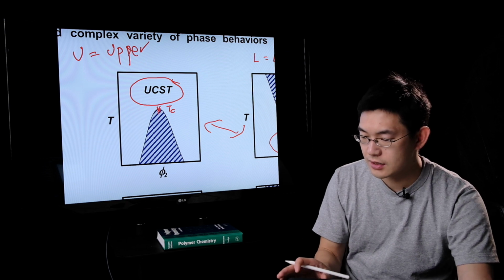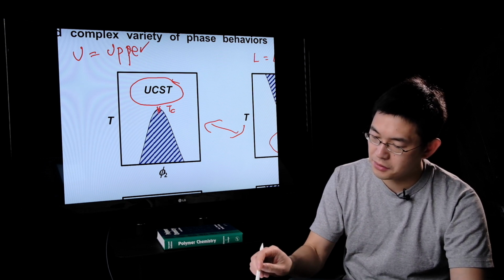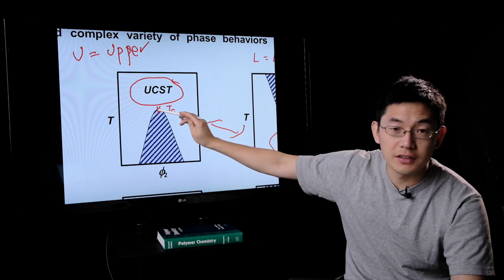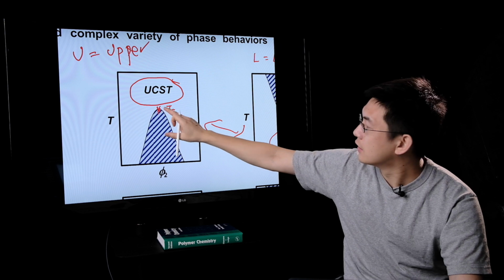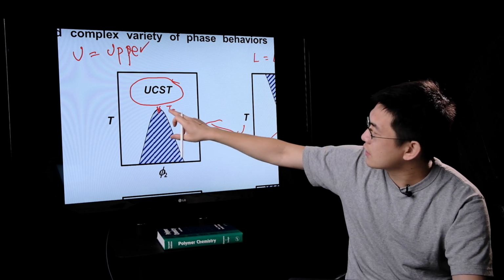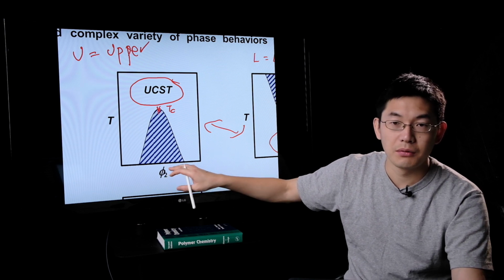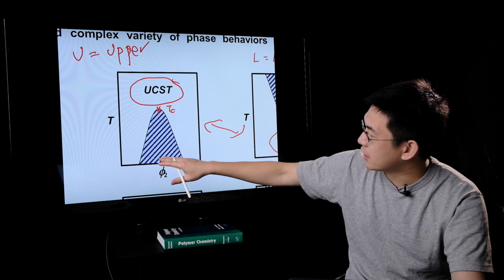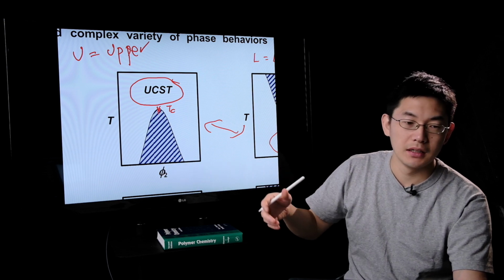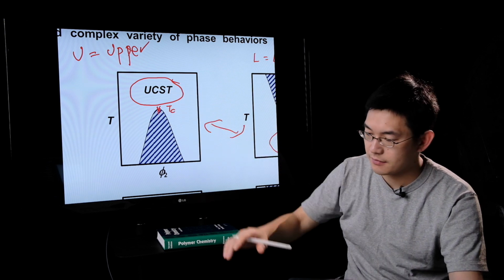In the UCST, what this says is you can see the upper critical temperature phase diagram. So you always see this appear on the top. And in this UCST, this is where most polymers will behave, where at low temperature, at room temperature, it's not able to dissolve. If you heat up, the solubility improves and you will be able to form one phase.